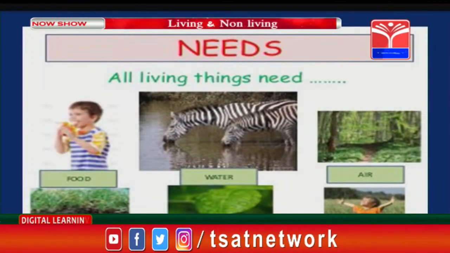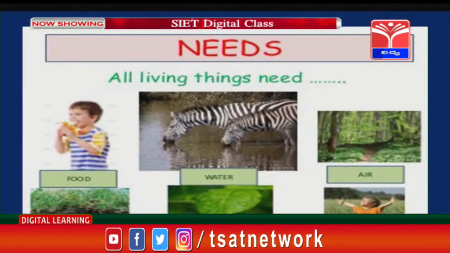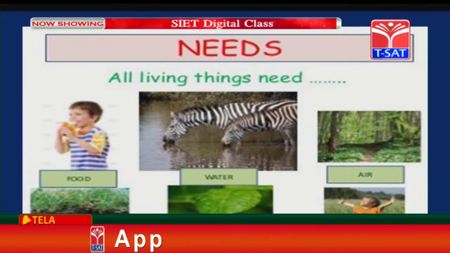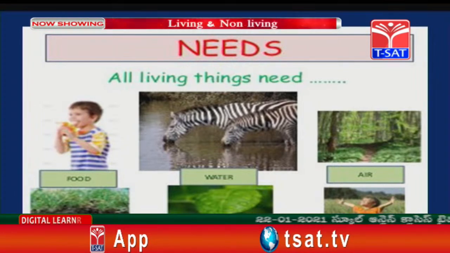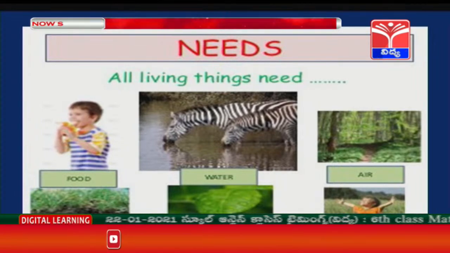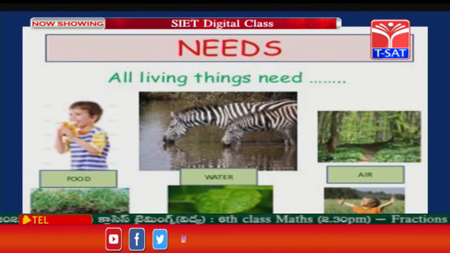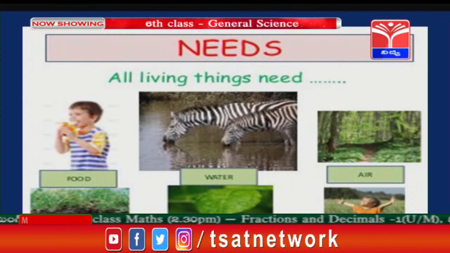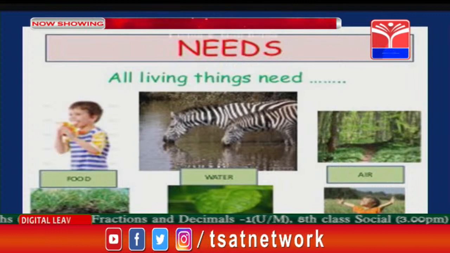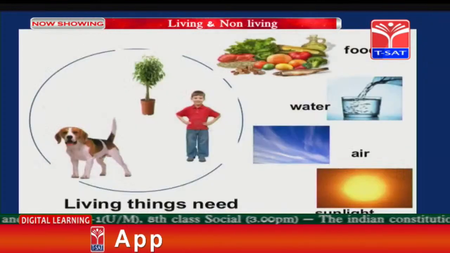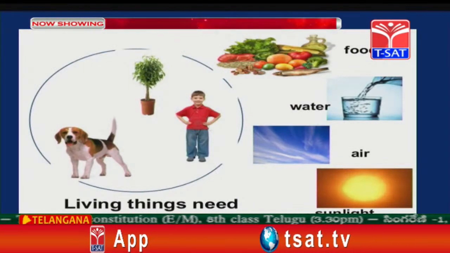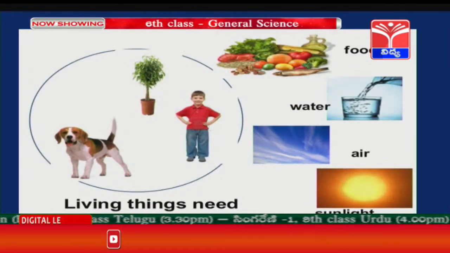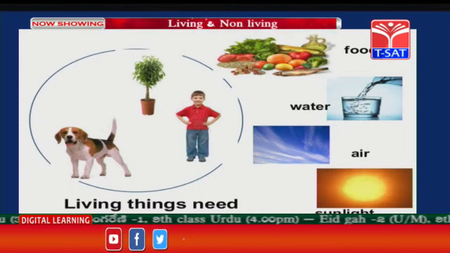Okay children. Now here, what do living things need? All the living things, what do they require? They require food, water and as well as air. Even plants, animals, all different types of microorganisms, human beings, all of them will be requiring these things. What are those? Food, water as well as air to grow. And not only that, some of these living organisms also require sunlight to prepare their food materials. So, living things require all these things.